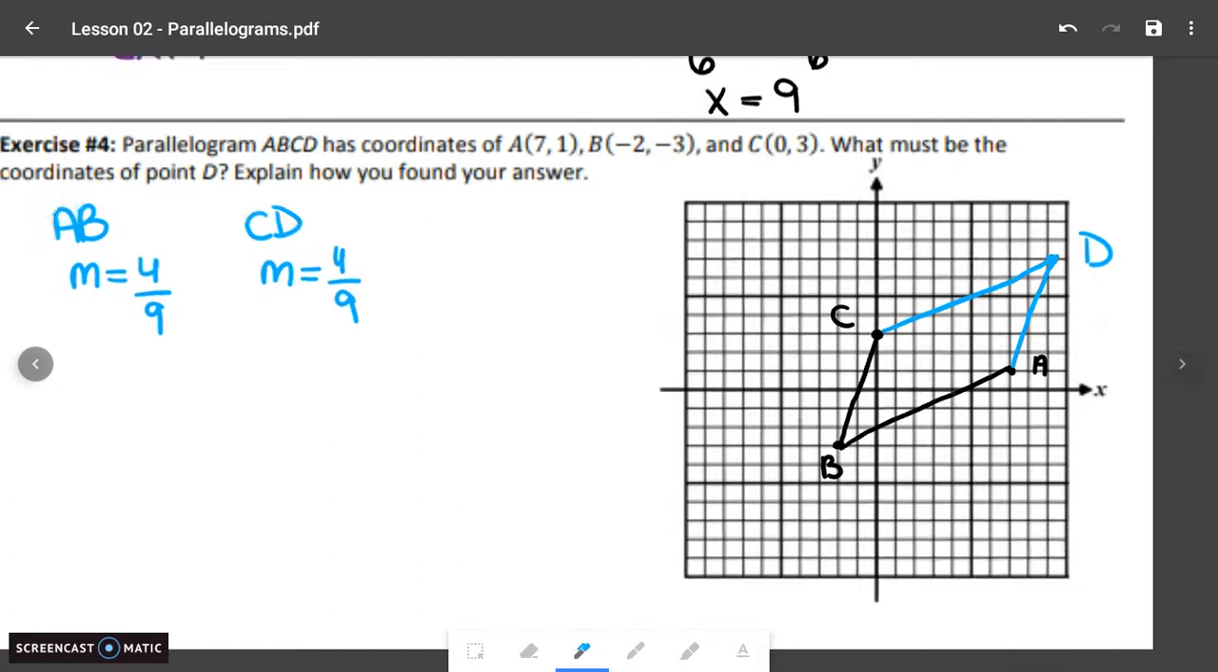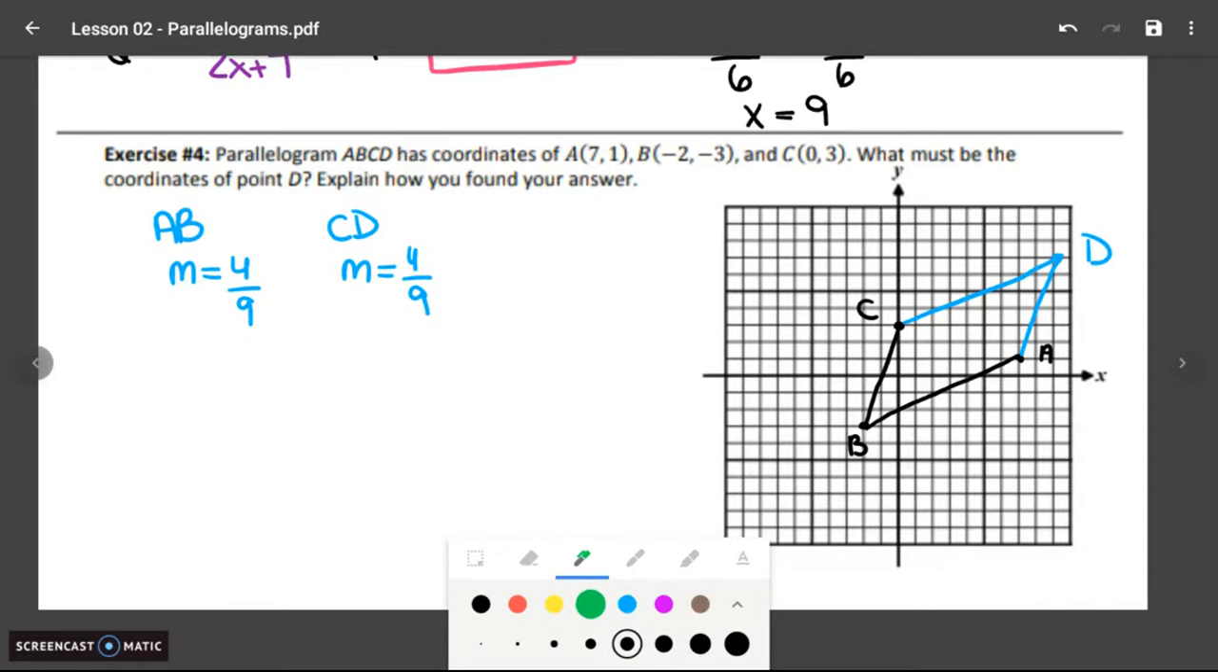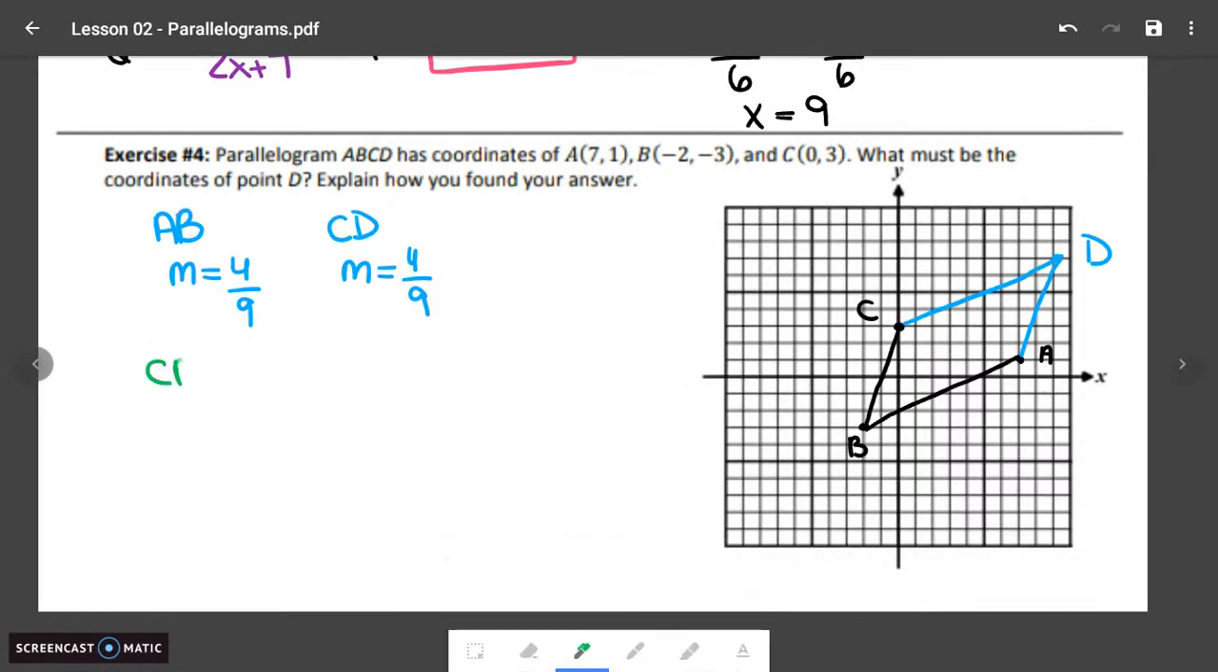And we could double check that it looks parallel. If we can show that both pairs of opposite sides are parallel, we know it's true. So let's just double check and say CB. The slope there is 1, 2, 3, 4, 5, 6 over 2, which simplifies to 3.